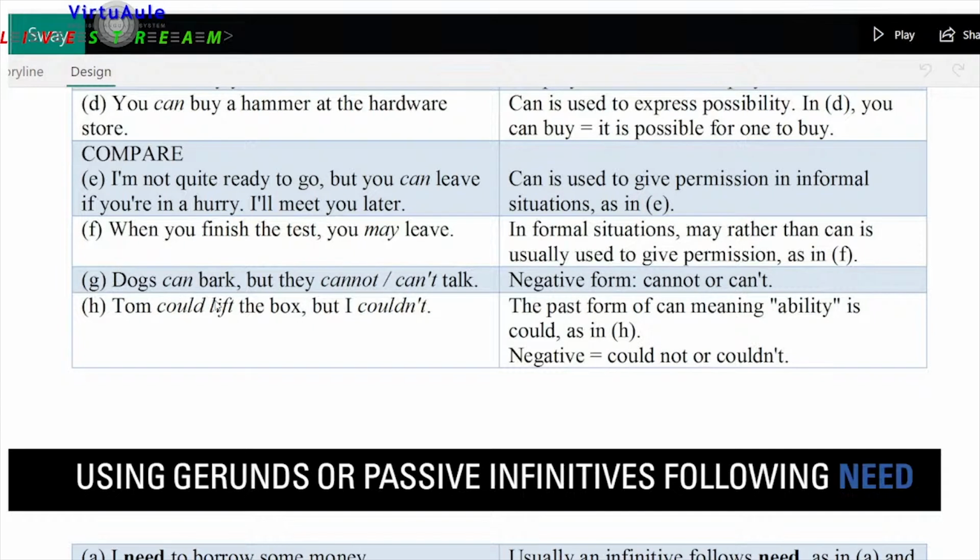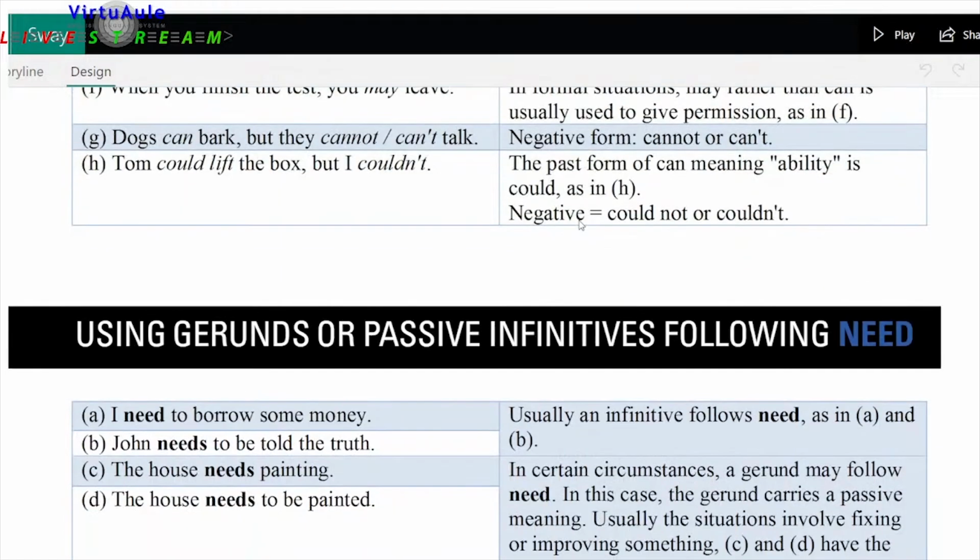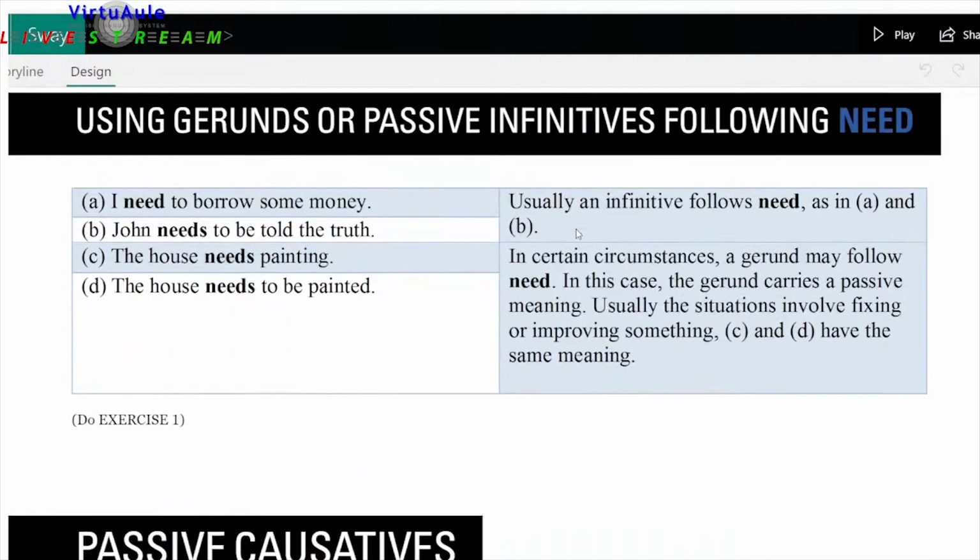G, dogs can bark, but they cannot or can't talk. Negative form is cannot or can't. It can also be written as two words, can not. H, Tom could lift the box, but I couldn't. The past form of can, meaning ability, is could. So in the negative you have could not or couldn't. Tom couldn't lift the box. I could. All right, just a little information about can.